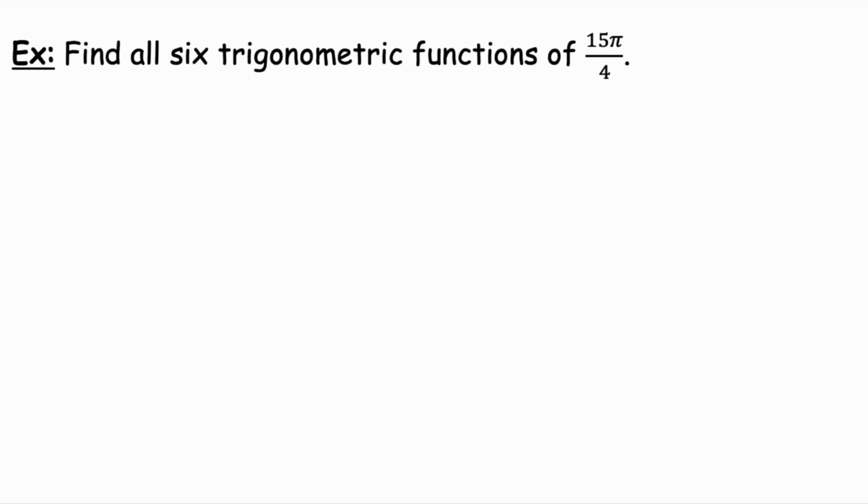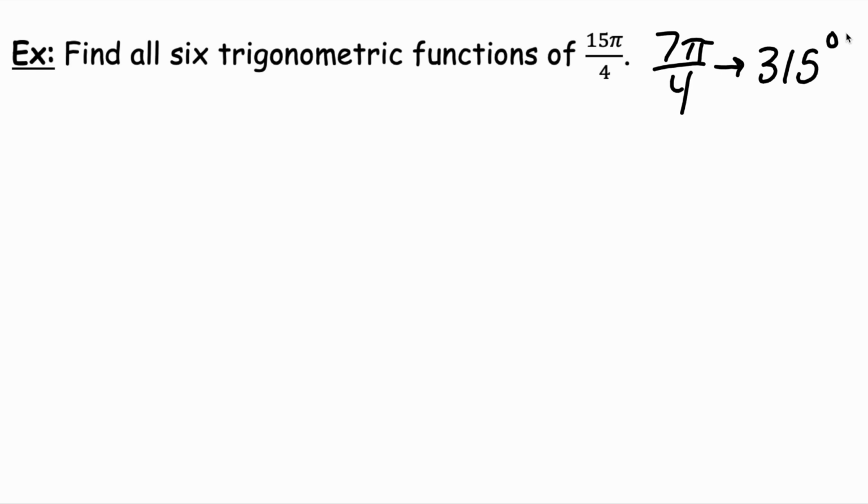First of all, we need to recognize that 15 pi over 4 is something bigger than 2 pi. So we need to subtract 2 pi until we get a number that's between 0 and 2 pi. If we subtract 2 pi from this, we get 7 pi over 4. So that's between 0 and 2 pi. And if it helps even more, we can convert this into degrees and get 315 degrees.